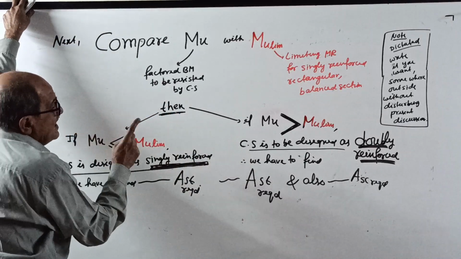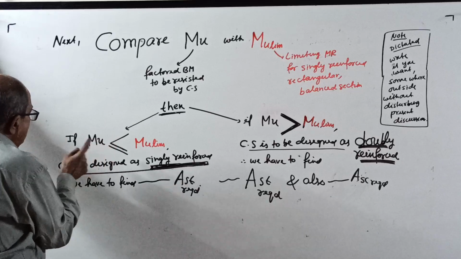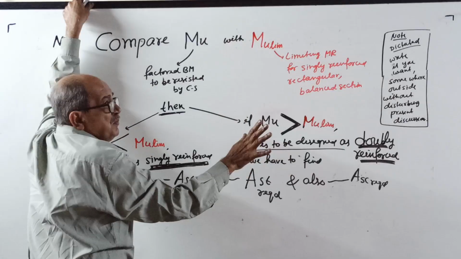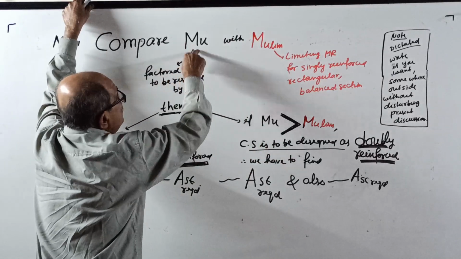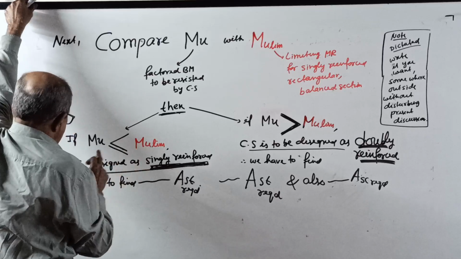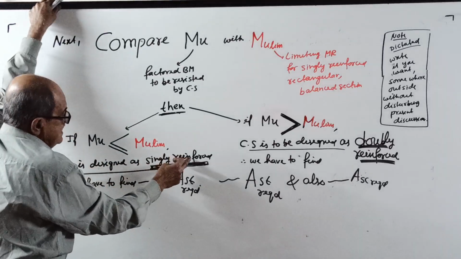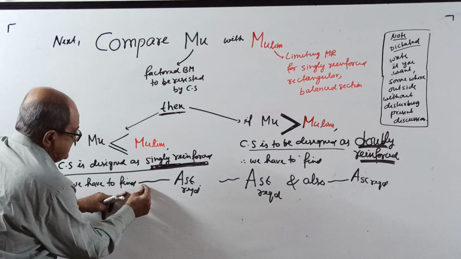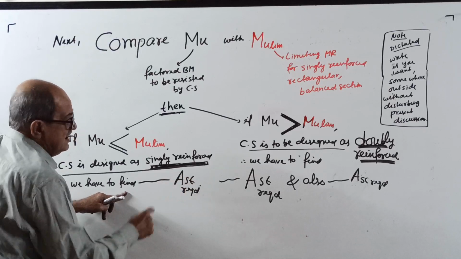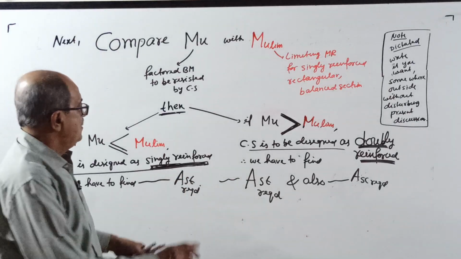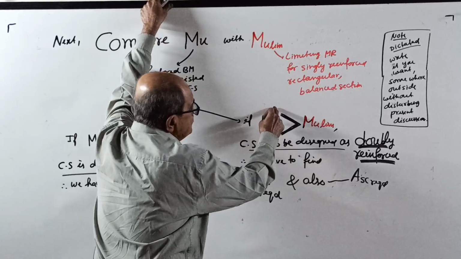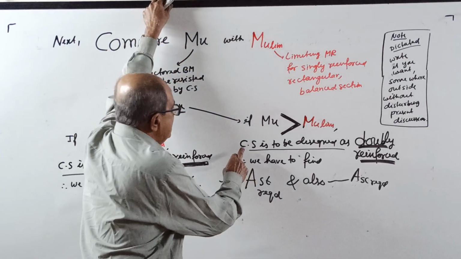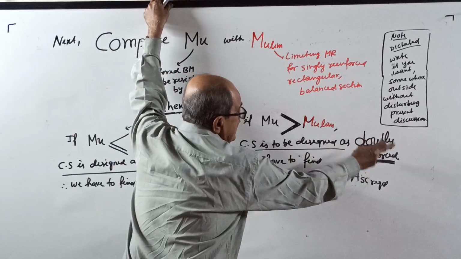Now, two cases are there. I won't put case 1, case 2. If your Mu is less than or equal to Mu limit, no problem, but not more. If Mu is less than Mu limit, the cross section is designed as singly reinforced. Then you should find the cross sectional area of steel in tension, that is Ast required. Whereas if Mu comes more than Mu limit, next time I will give more explanation, then the cross section is to be designed as doubly reinforced.